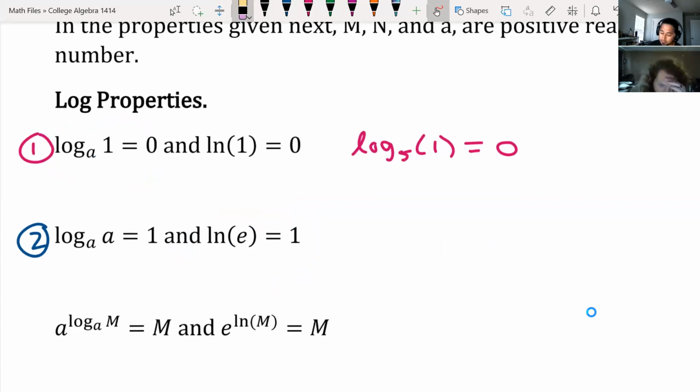Okay. I guess a good example of this, let's say I had log base 6 of 6. Since the base is the same as the number inside, we would get 1.